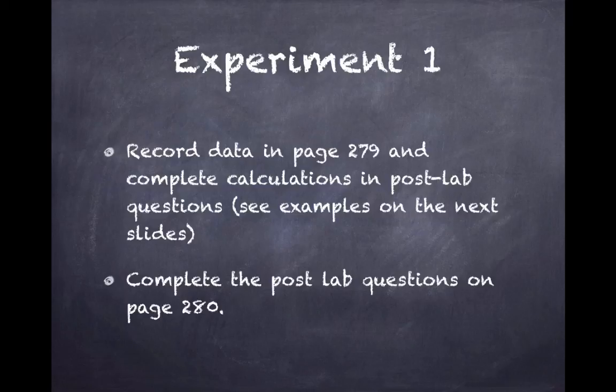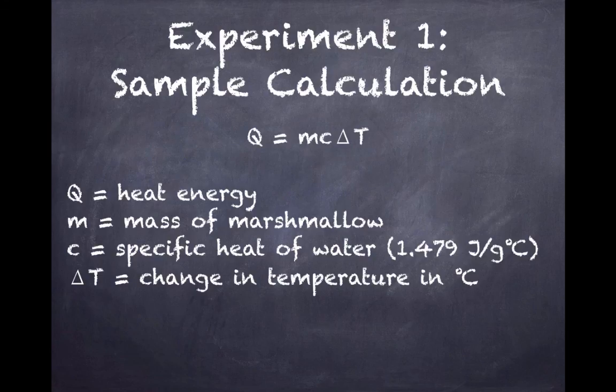As you complete the post-lab questions, you will be asked to do some calculations. The following are some sample calculations to help you with the math. The first equation you will use is Q equals mc delta T, where Q equals the amount of heat energy, m is the mass of the marshmallow that you will measure, c is a constant specific heat of water, which equals 1.479 joules per gram degrees C, and delta T is the change in temperature that you measure in the water.